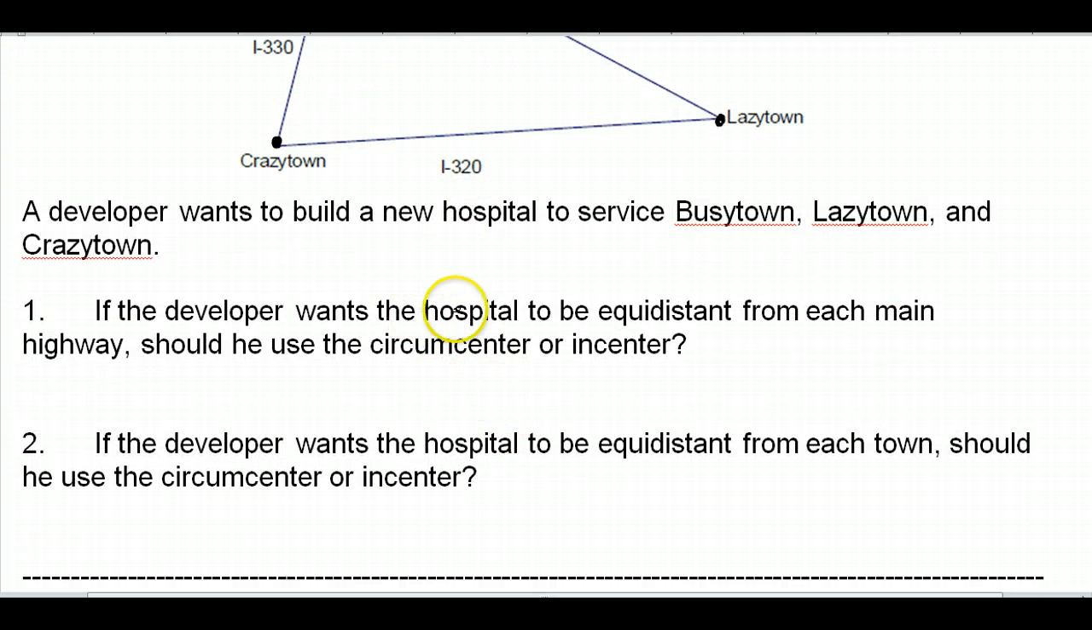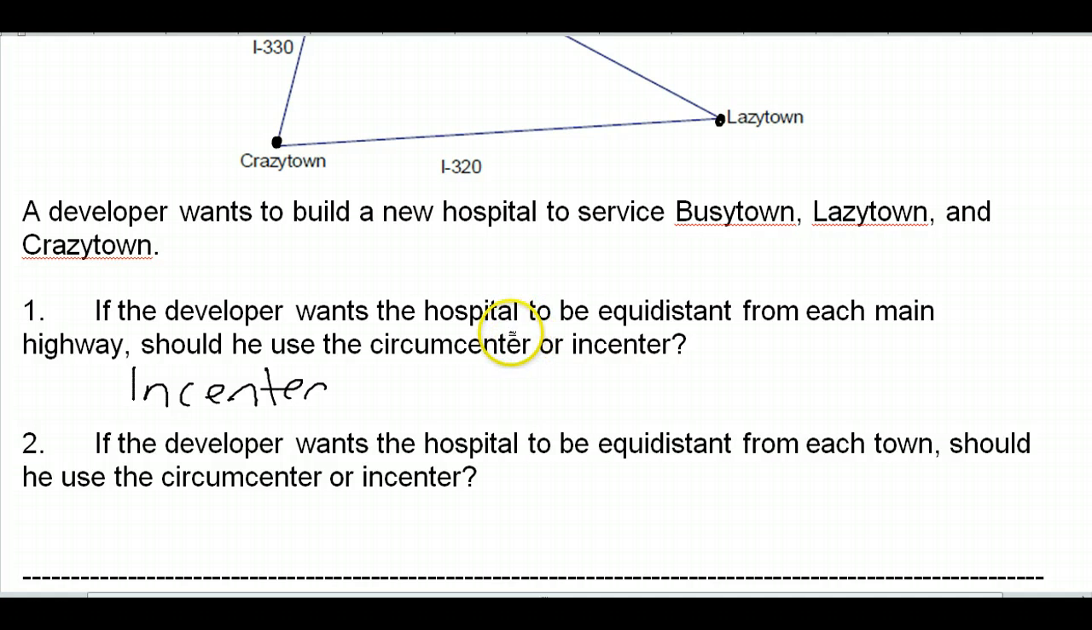So if the developer wants the hospital to be equidistant from each main highway, should he use circumcenter or in-center? Hold up one finger if you put circumcenter, and 2 fingers for in-center on problem number 1. Okay, put them down. Most people said in-center, which is correct. Because, again, and this is just memorization, the special property of in-center is equally distant to the sides. And which word in problem number 1 is telling you that we want the sides?